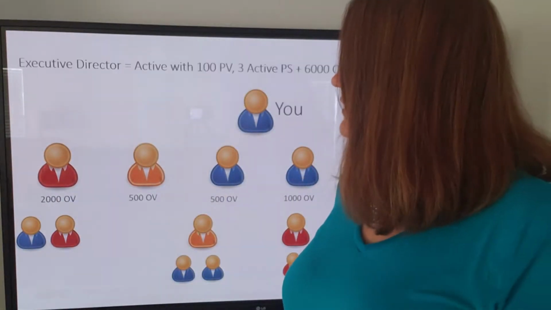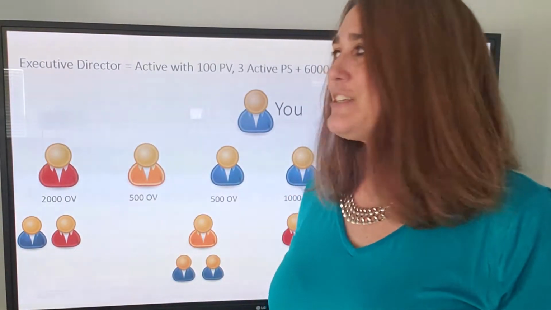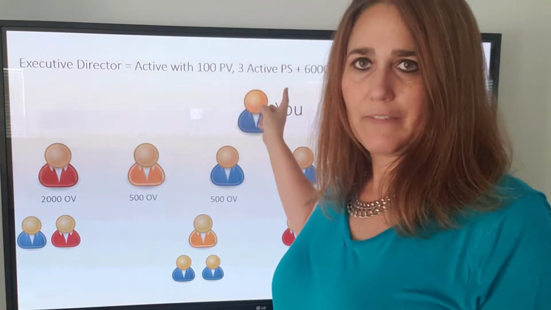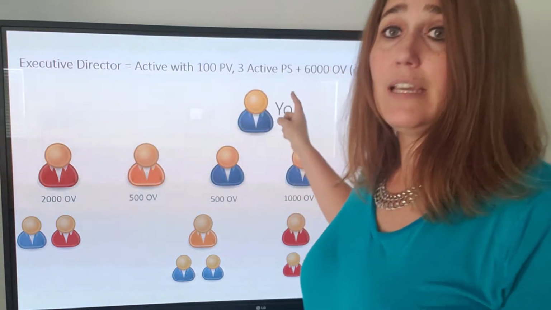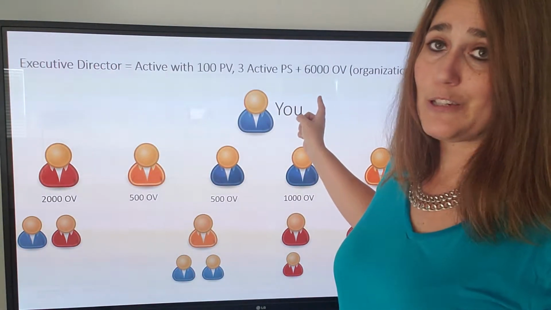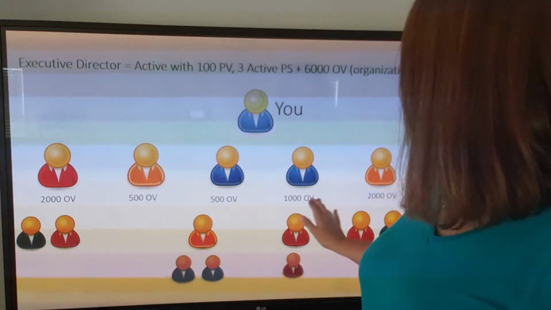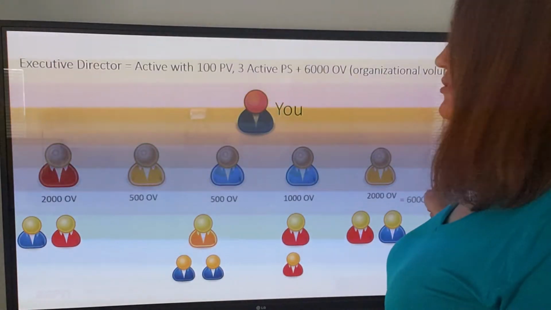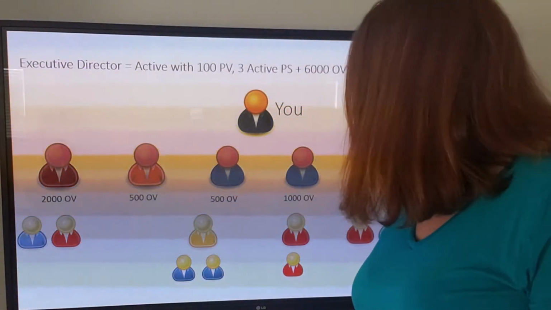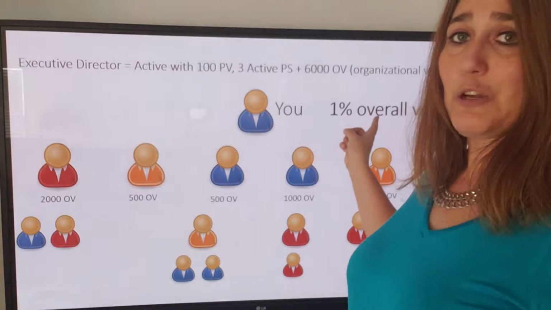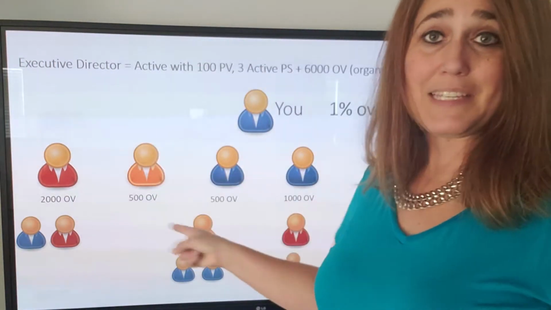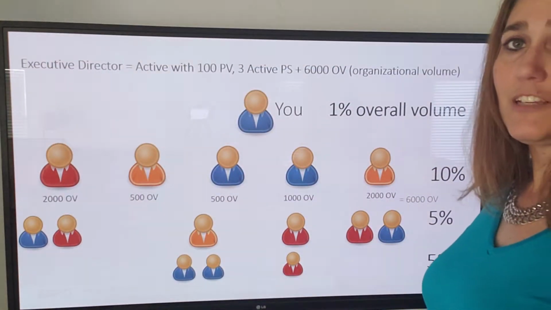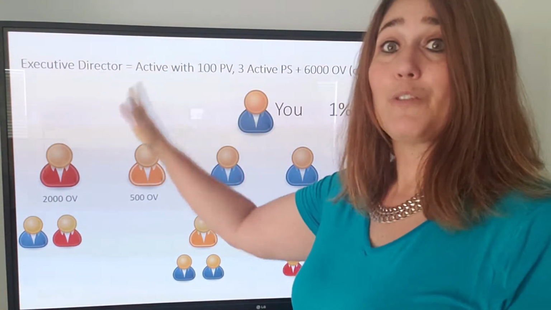The next rank is Executive Director. So with this Executive Director, you have to be active with 100 PV, you still have to have 3 active personally sponsored, and now you're up to 6,000 OV. So once you have 6,000 OV amongst your legs, again, then you become an Executive Director. And with that, you make 1% of your overall team plus the 10%, 5%, and 5%. That doesn't change any. But you get that extra 1% over the entire team.